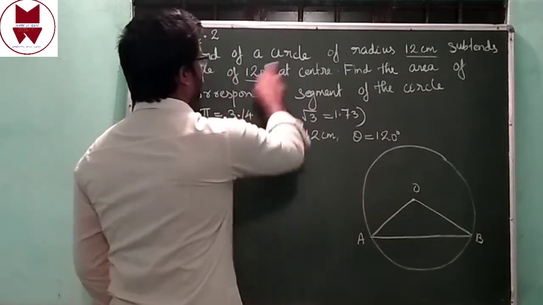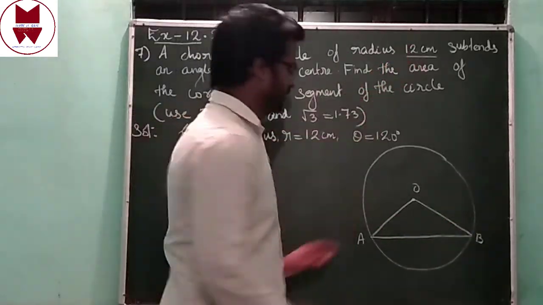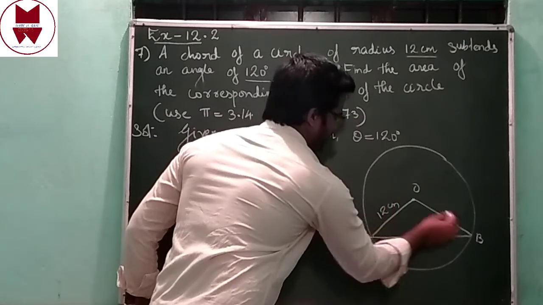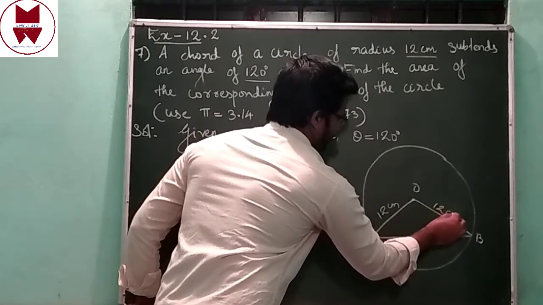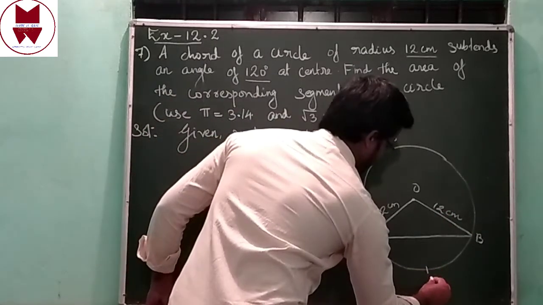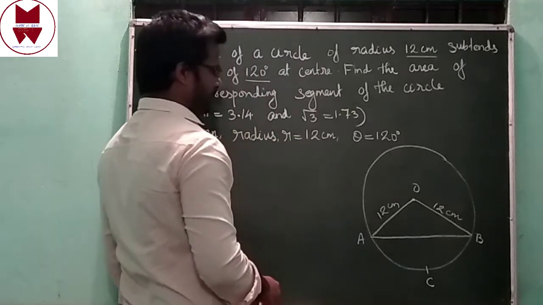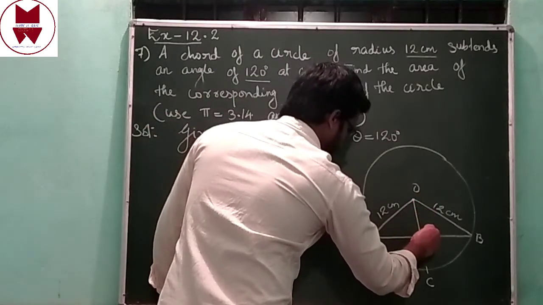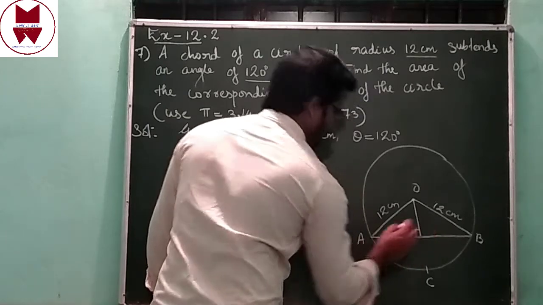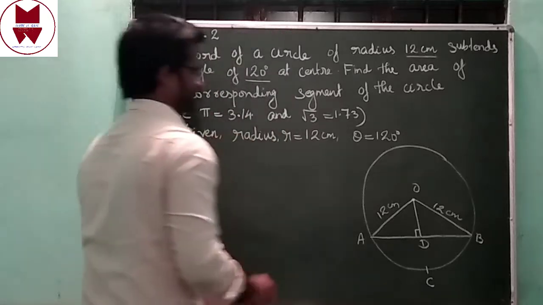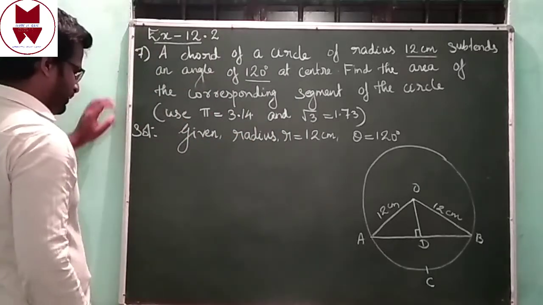The radius is 12 centimeter, isn't it? So OA we can write 12 centimeter, and OB also the same, radius only, 12 centimeter. Then give C here. Then draw one perpendicular line to this chord. Perpendicular means 90 degree here. We give the joining point as D. This is our figure.